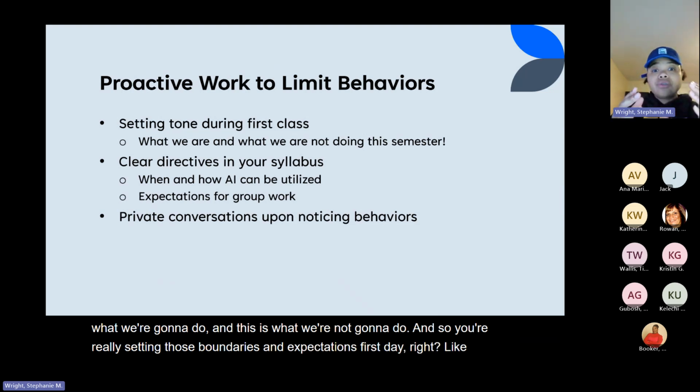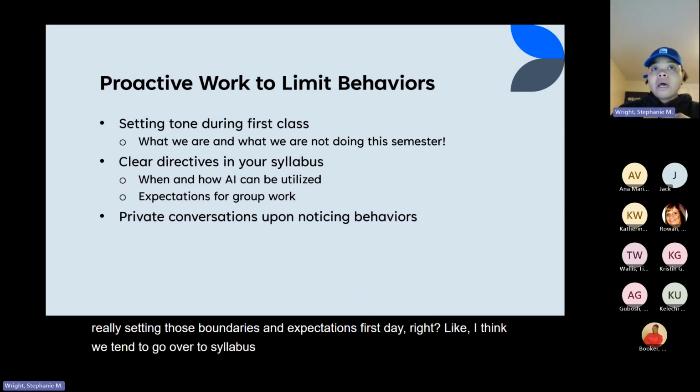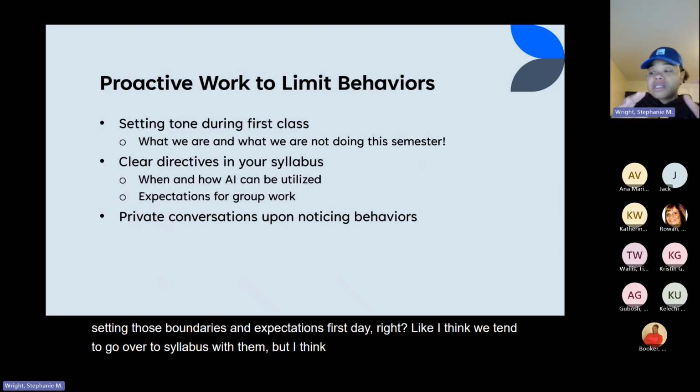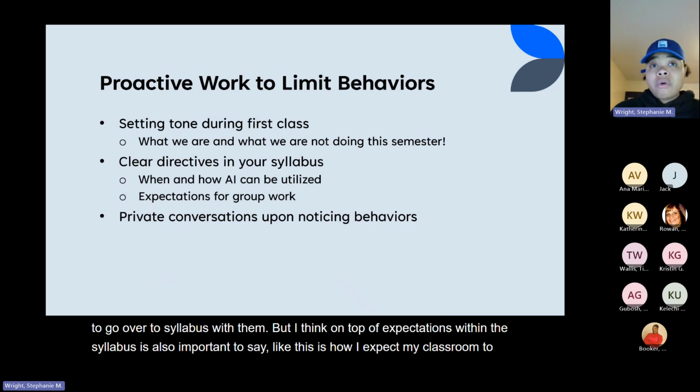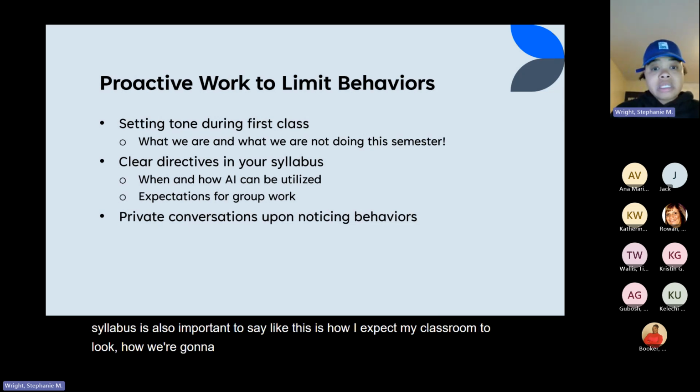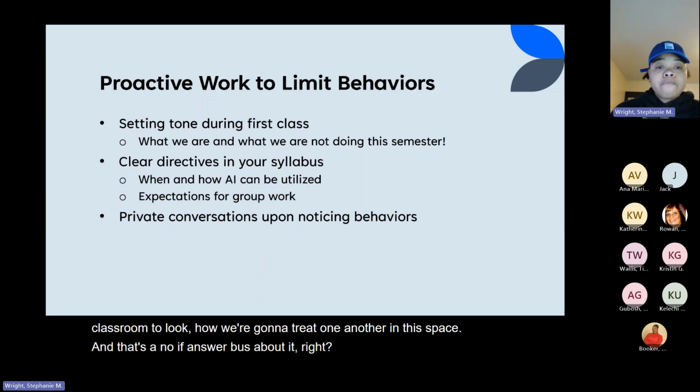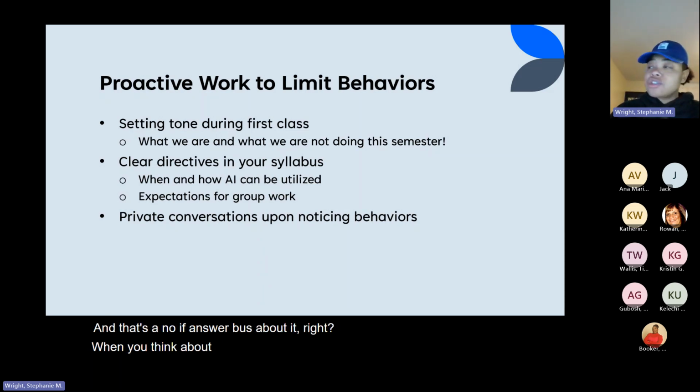I think we tend to go over the syllabus with them. But on top of expectations within the syllabus, it's also important to say, this is how I expect my classroom to look, how we're going to treat one another in this space. And that's no ifs, ands, or buts about it, right? When you think about the syllabus, make sure that it's clear and concise, right?